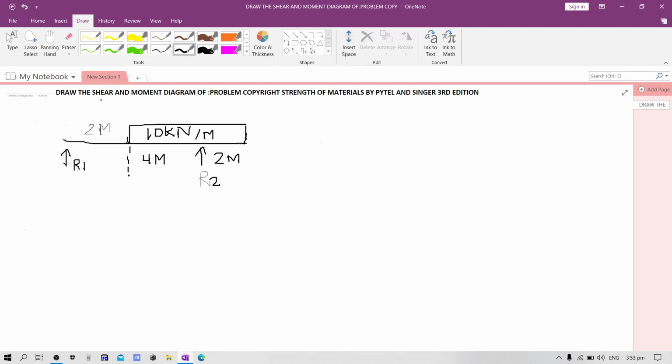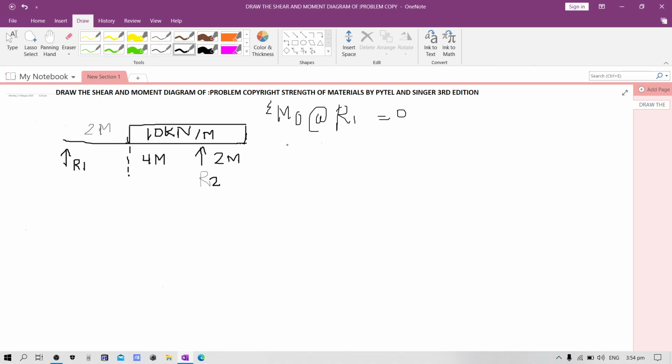So meron tayong problem dito, which is to draw the shear and moment diagram. This problem is taken from the book of Pytel and Singer. So ang una mong gagawin dyan is kumuha pa rin ng moment. So summation of moment at R1 is equals to 0.